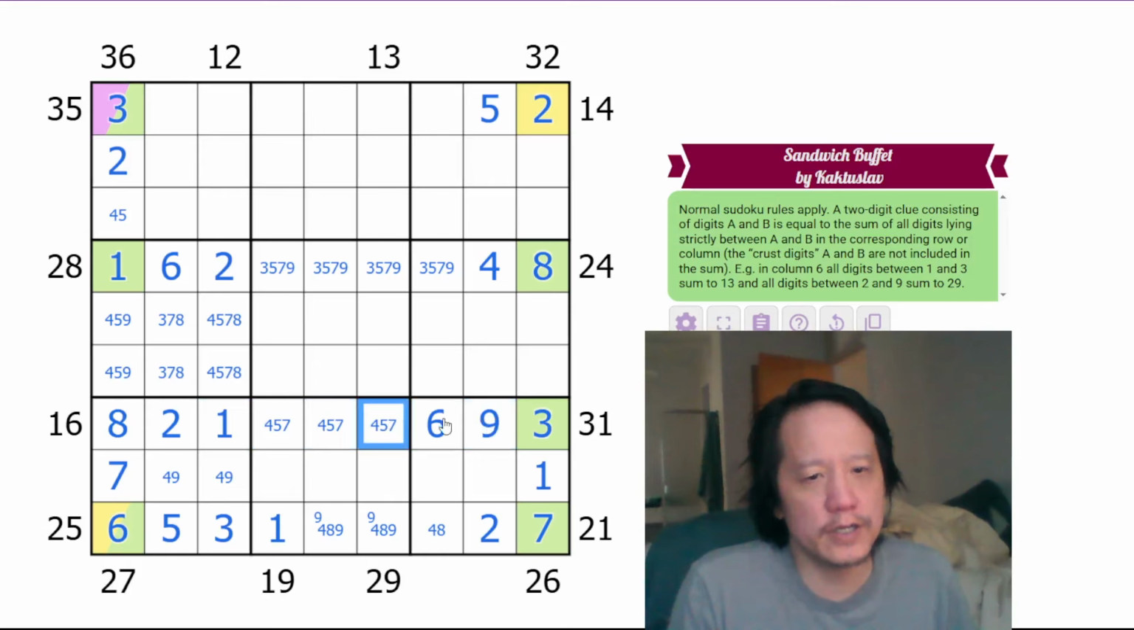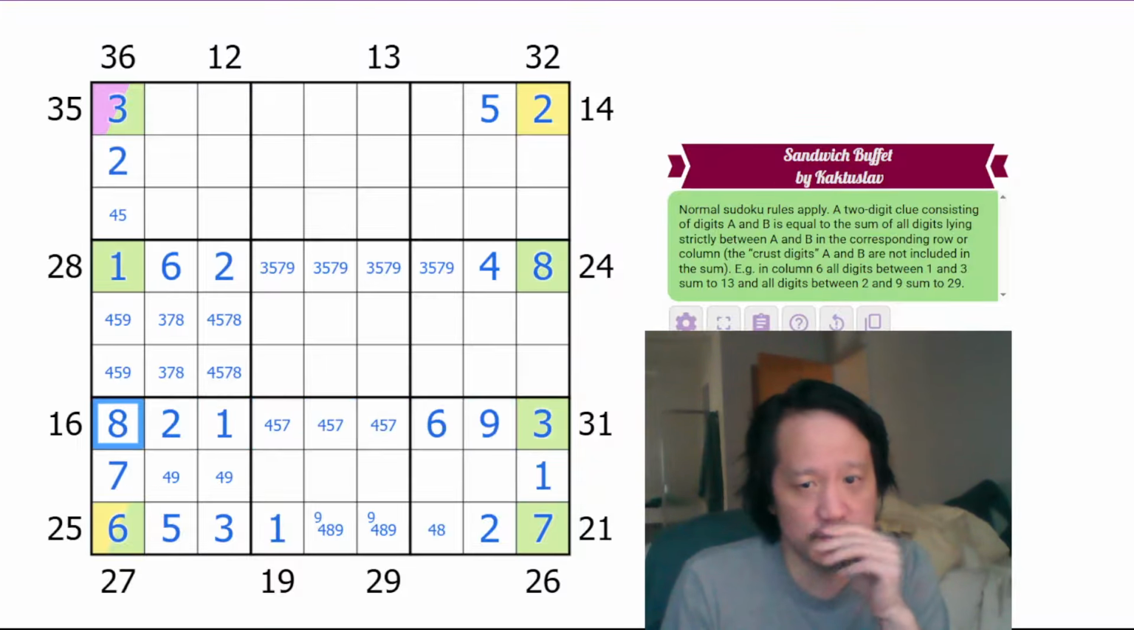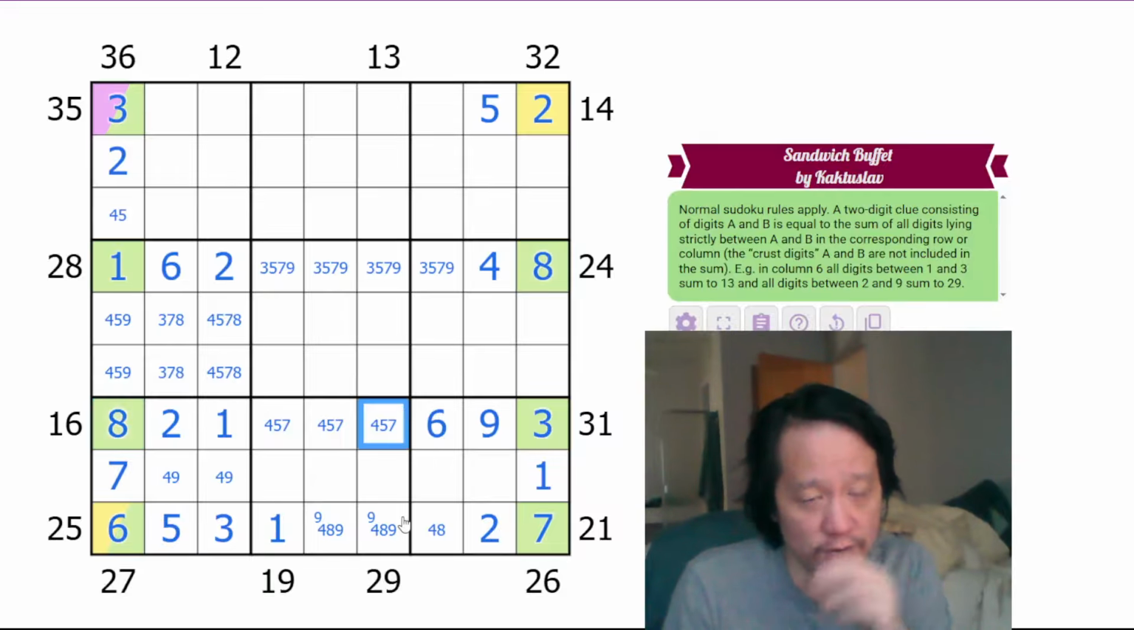Right, so between the 16 here, the 1 and the 6 is 16. 4, 5, 7 add up to 16. Between the 3 and the 1 must be 31. So that's 16 plus 15, which is 31. So that's satisfied too. So both of those are satisfied.